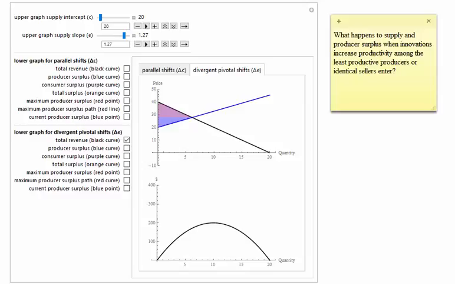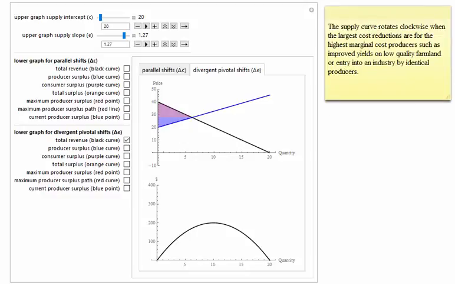How would you answer the following question? What happens to supply and producer surplus when innovations increase productivity among the least productive producers or identical sellers enter the market? Let me give you a second to think about that before I tell you the answer.